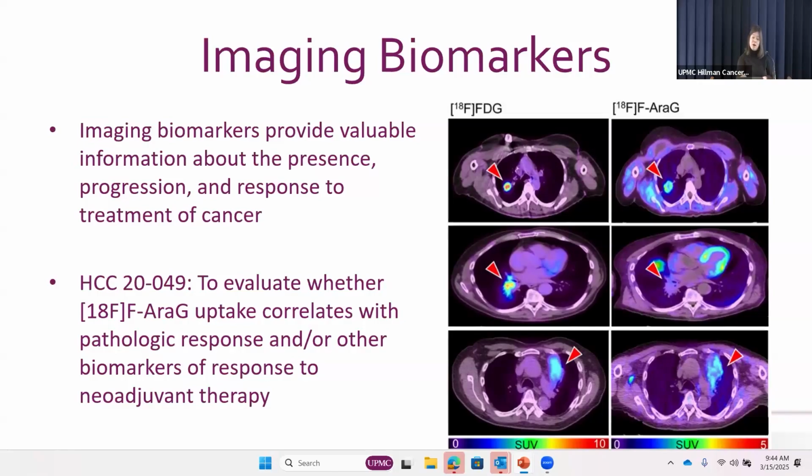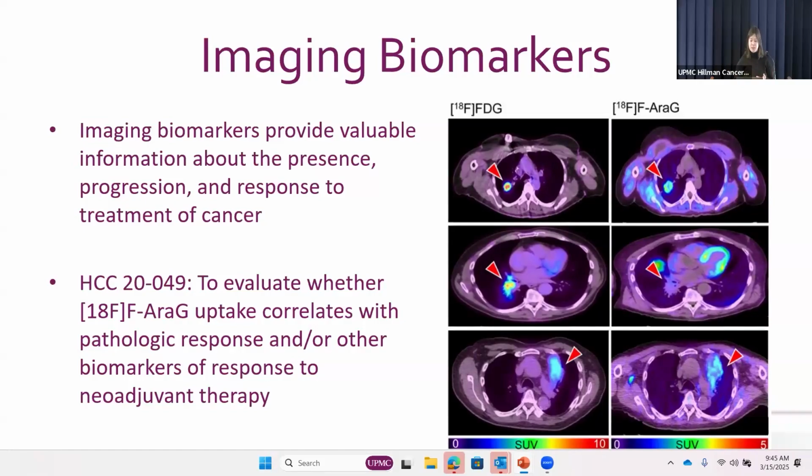So this image is not from Dr. Devar's trial. However, it's here just so you can see that looking at our typical PET, which is the FDG F18 on the left, and then looking at this RAG PET where you're seeing the same tumor, but it's lighting up in a different way so that they can assess these biomarkers.